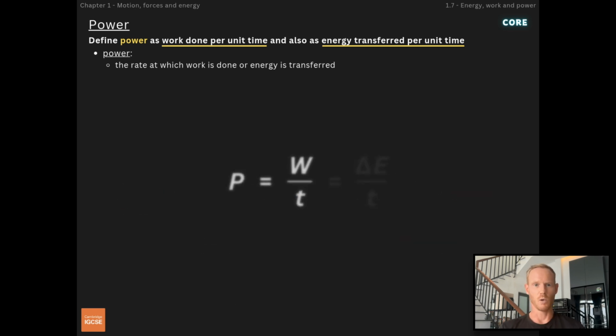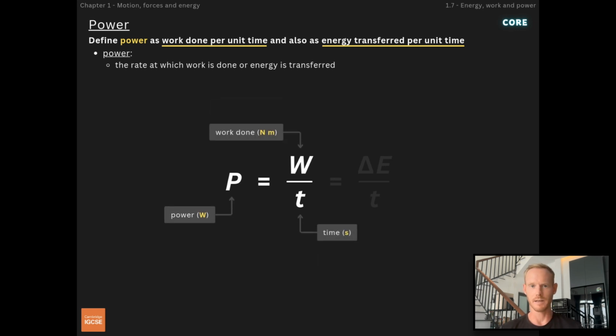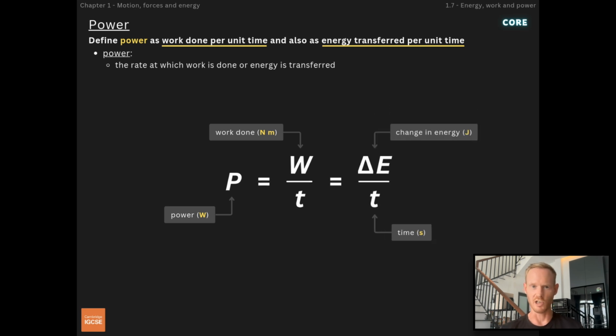less power. The equations for power are power in watts equals work done in newton meters divided by time in seconds, and power in watts equals change in energy in joules divided by time in seconds.